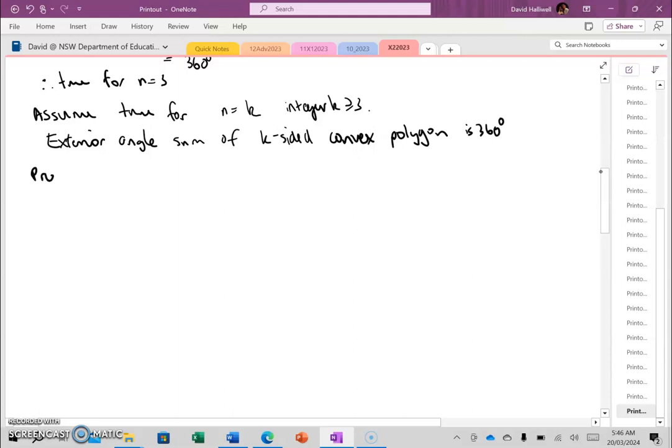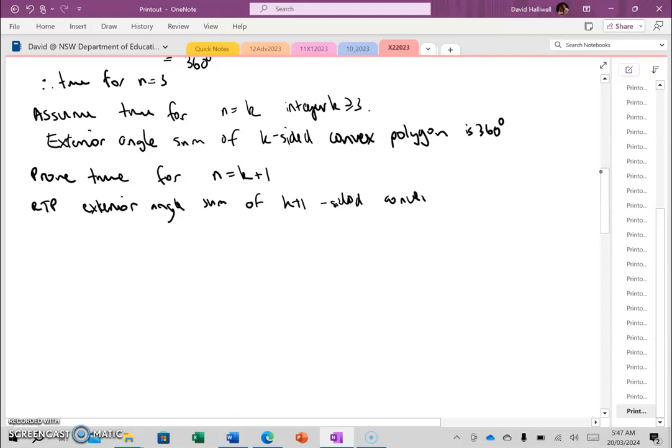Now we're going to prove true for n equal k plus 1. So write down what we're required to prove. So RTP, exterior angle sum of k plus 1 sided convex polygon is 360 degrees.